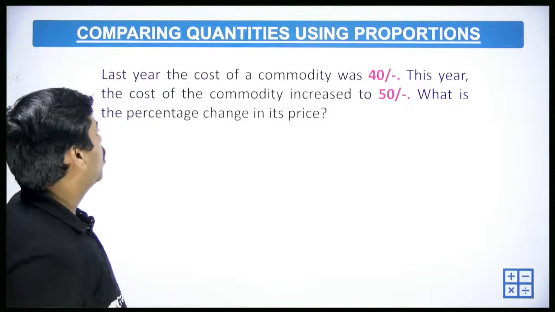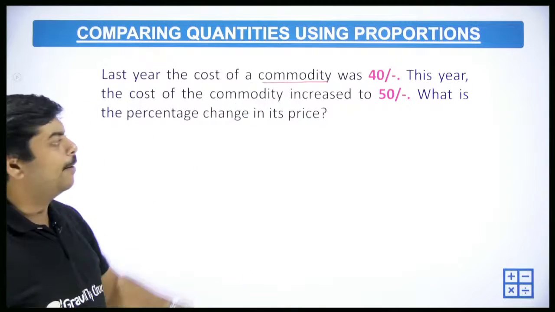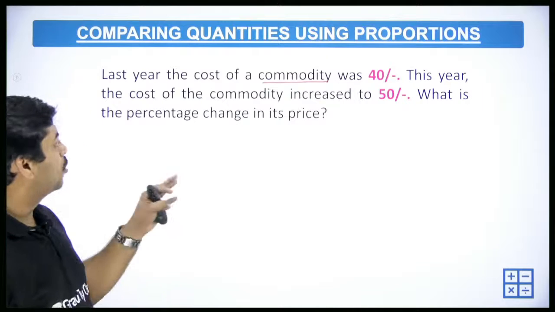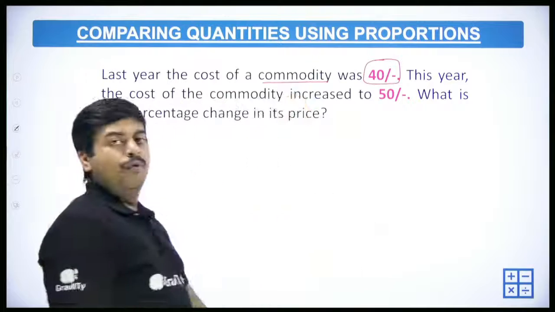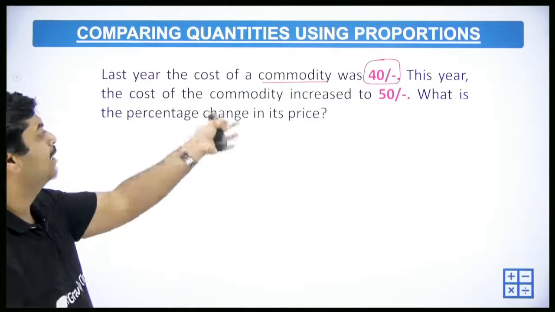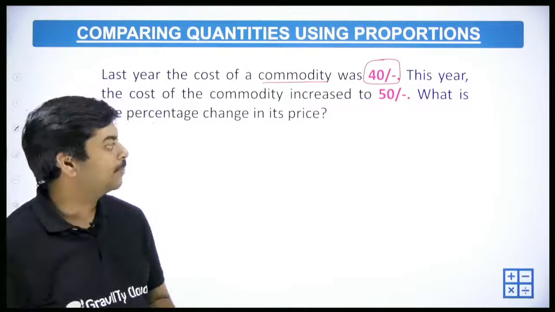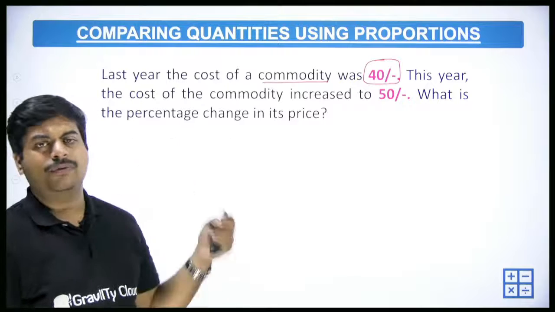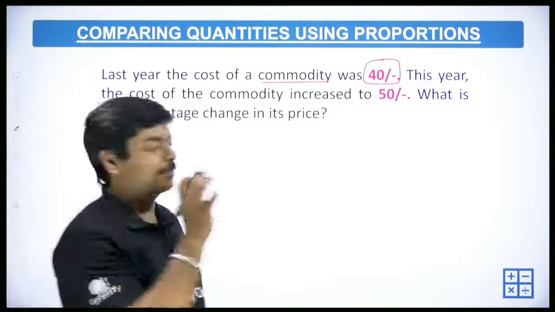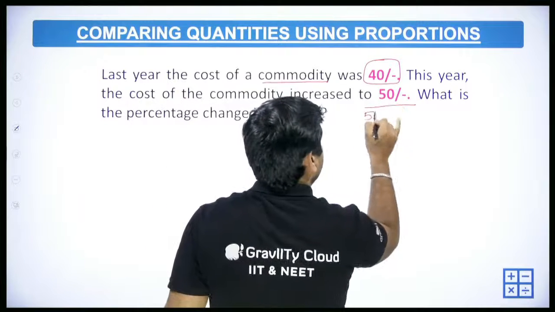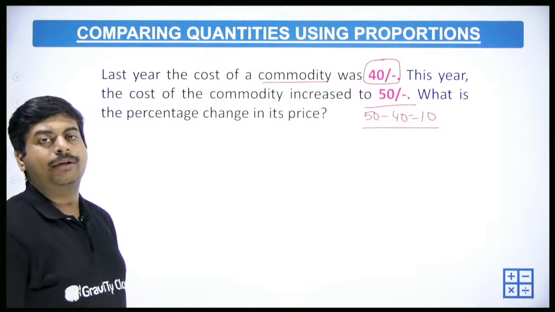Now, the cost of a commodity means some unit, let's say a box, a pen, a ball. Last year, the cost of a ball was 40 rupees. This year, the cost of the same commodity increased from 40 to 50. We need to give 50 rupees now to purchase that. If you ask what is the difference between the costs, you can directly tell me 50 minus 40 is 10.